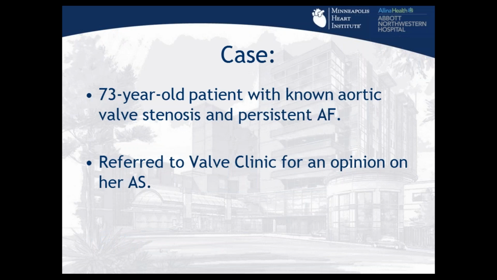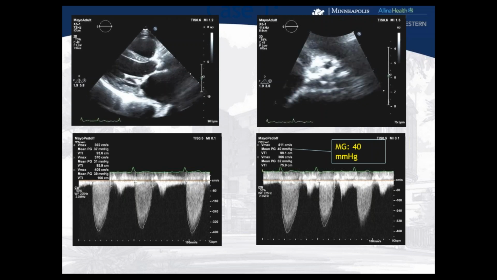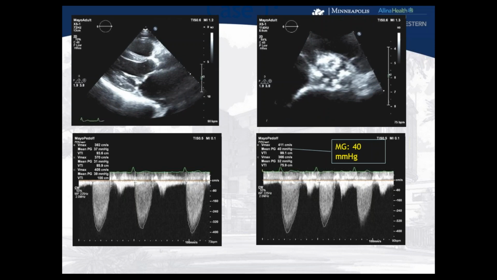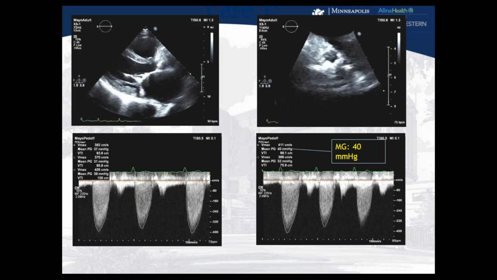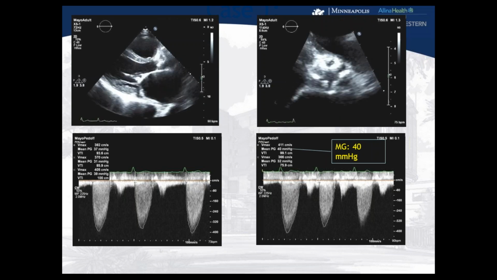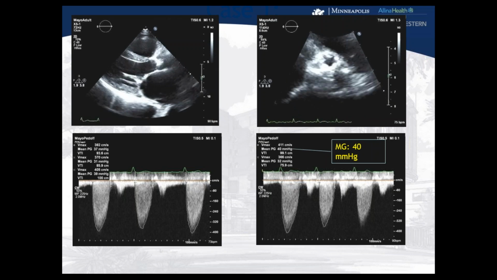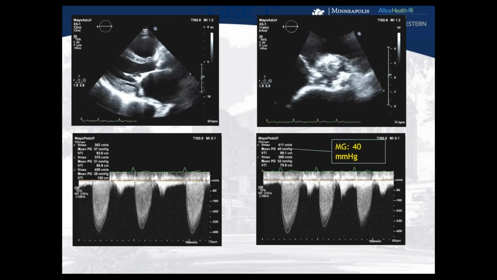So let me show you a case here. Again, this is a case we saw in the valve clinic. This is a 73-year-old patient. He has aortic stenosis, and he has persistent AFib. We saw him for an opinion about his aortic stenosis. Again, this is his long axis and short axis. I mean, it's a bad-looking valve. And then you have signals all over the place. It's really not that tachycardic. So he has signals that go above 40. You have this signal here that goes above 40 millimeters of mercury, and then the rest of the signals are less than 40. So he averaged to less than 40.